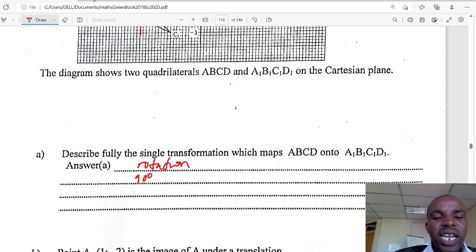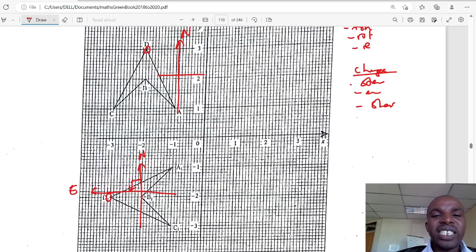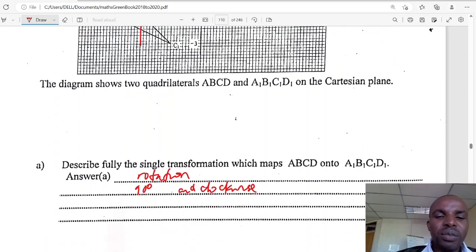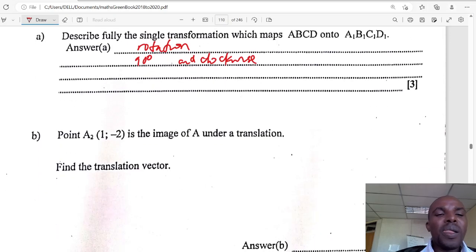Rotation, 90 degrees, anti-clockwise. Now you have to check on the center of rotation. In this case, it looks like it's (0, 0). But you can just use your protractor or your compass to find the center. Right? But it looks like (0, 0) in this case.